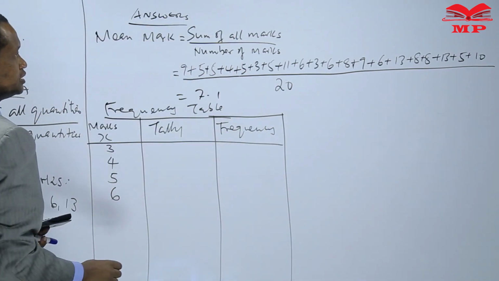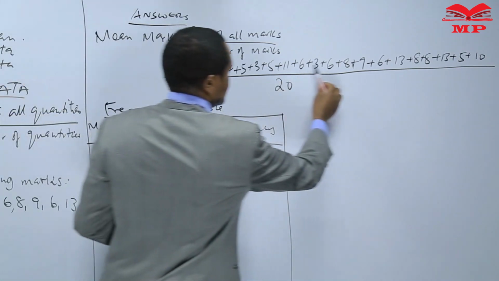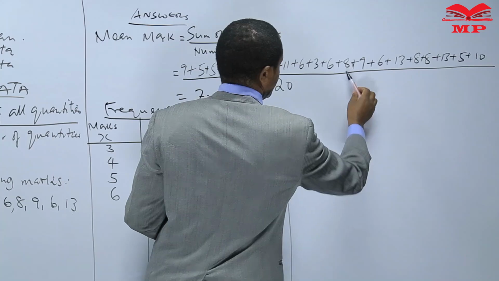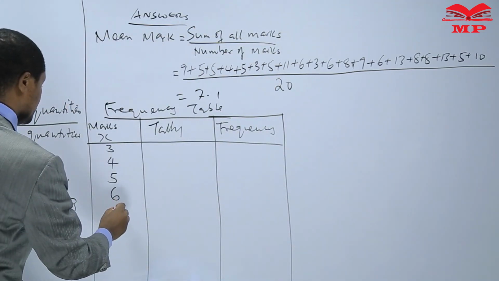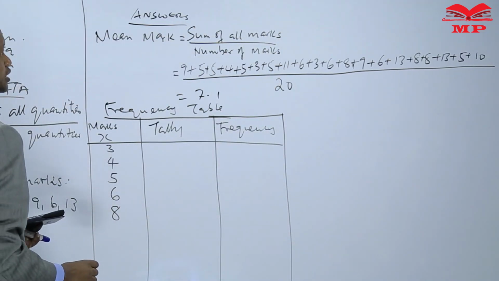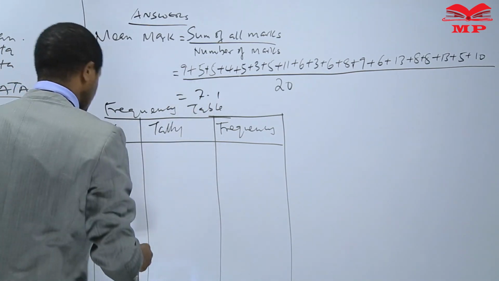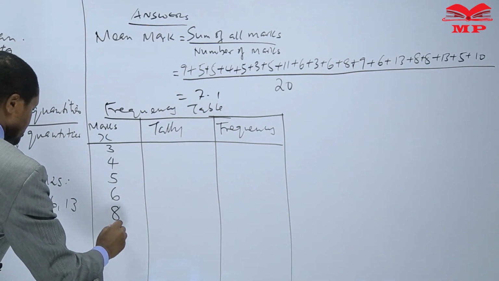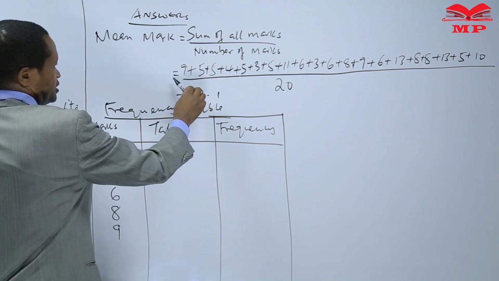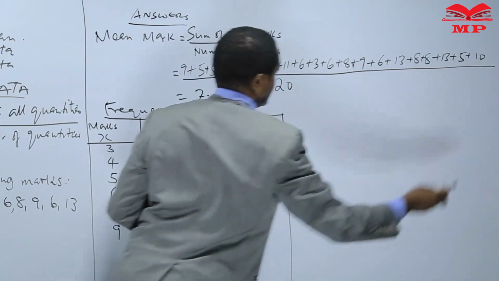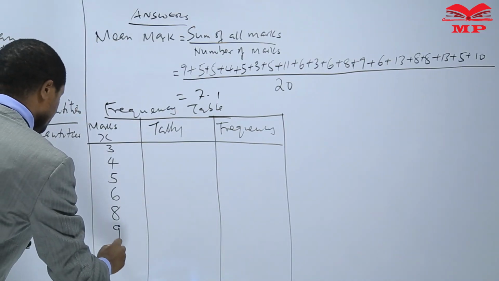Do we have 7? No. We have 8. Yes, 8 is there. We write 8. Then we come down. Do we have 9? Yes, 9. You can see 9 there. Come and write 9. Then 10. Yes, 10, the far end there.